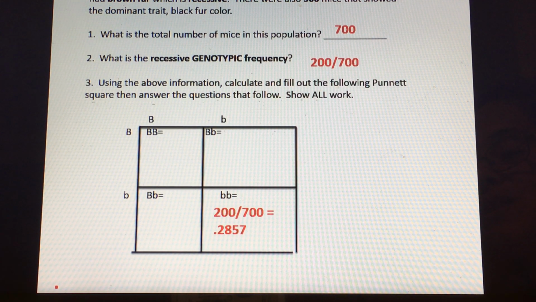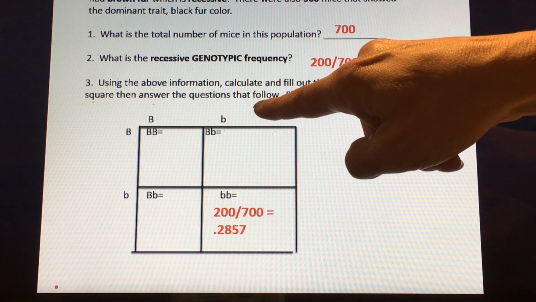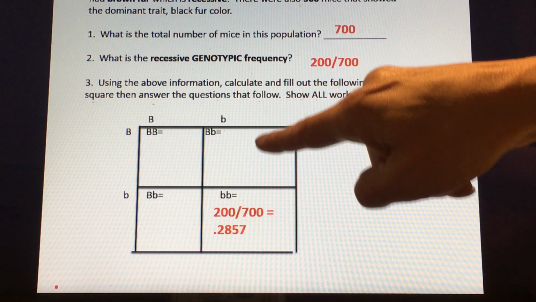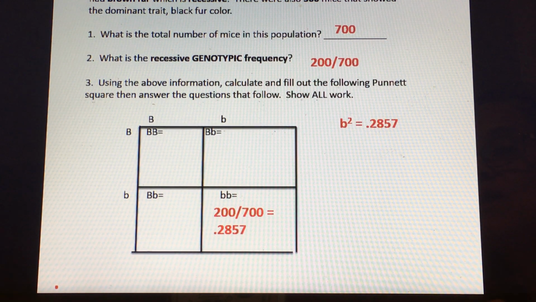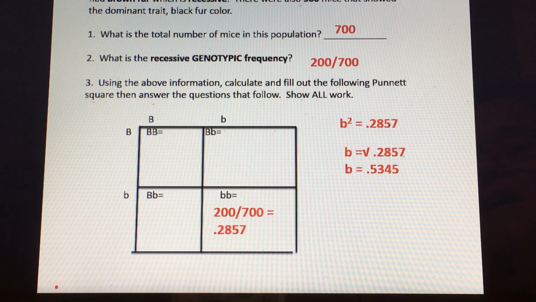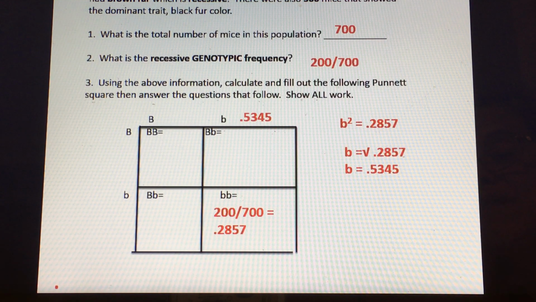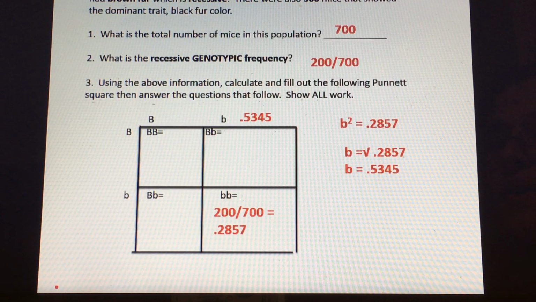So if we know that b squared is 0.2857, the trick is, how do we find little b? Now, if you think back to the previous problem, if you wanted to find this number, you would take this number and square it. So now in order to do this, we're going to do the reverse. If b squared is 0.2857, you take the square root of both sides, and the square root of 0.2857 would be 0.5345.